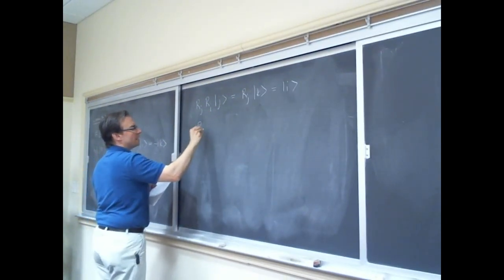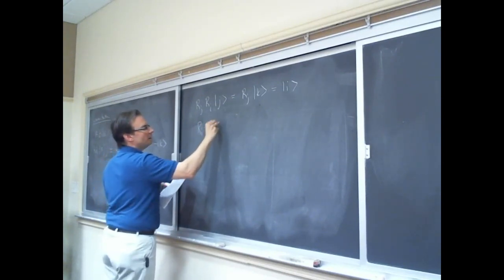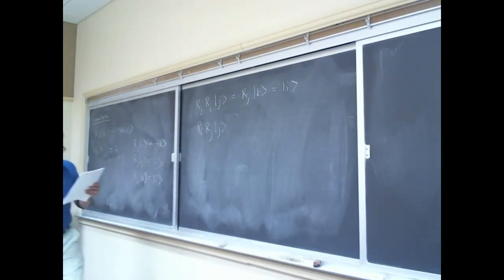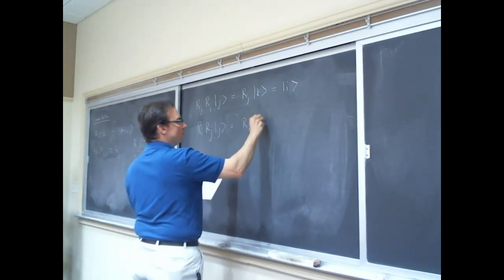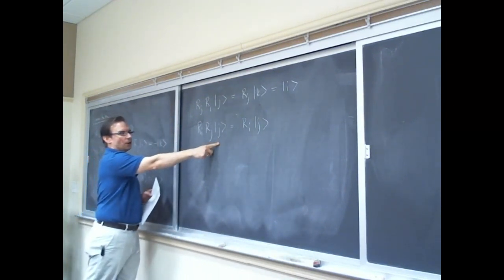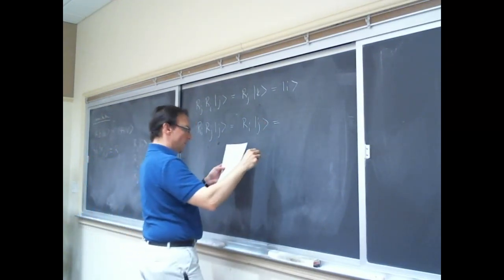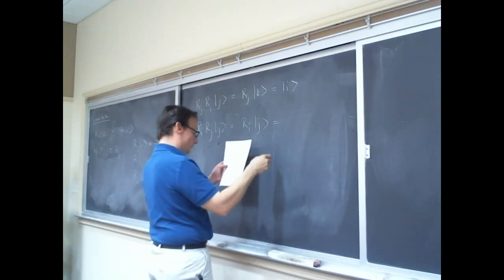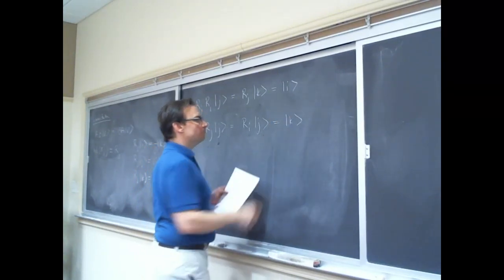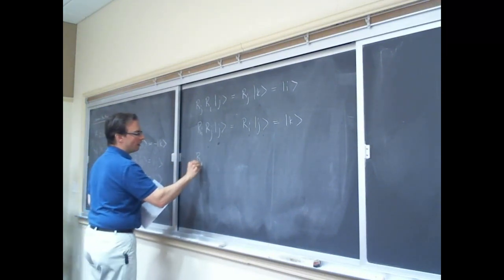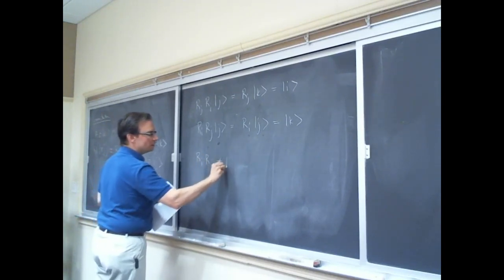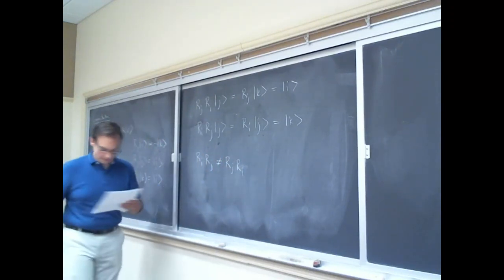We can swap the order. We can say Ri, Rj, acting on j. In this case, we have Ri acting on j, because Rj acting on j leaves it alone. Then finally, we rotate j around the i direction, and we get k. So here's a specific case where the action of the operators does not commute. It's not true that Ri, Rj is equal to Rj, Ri.